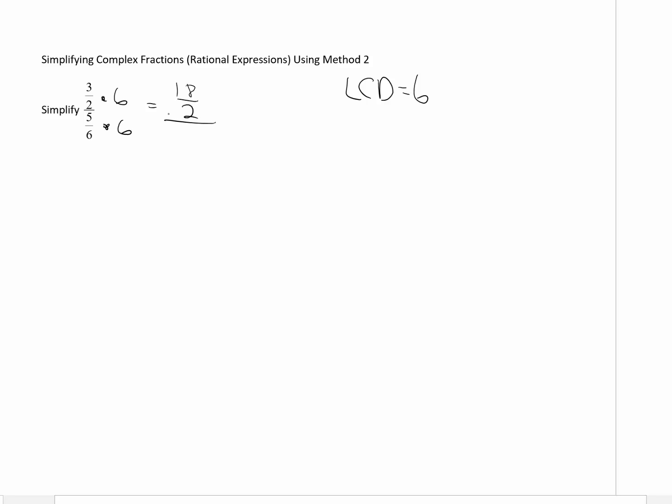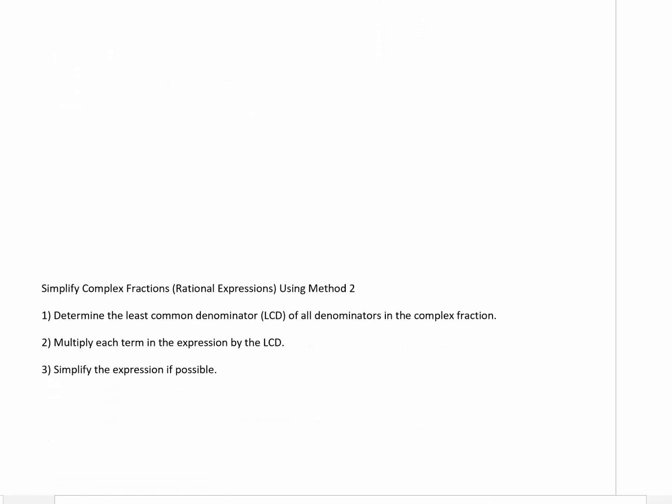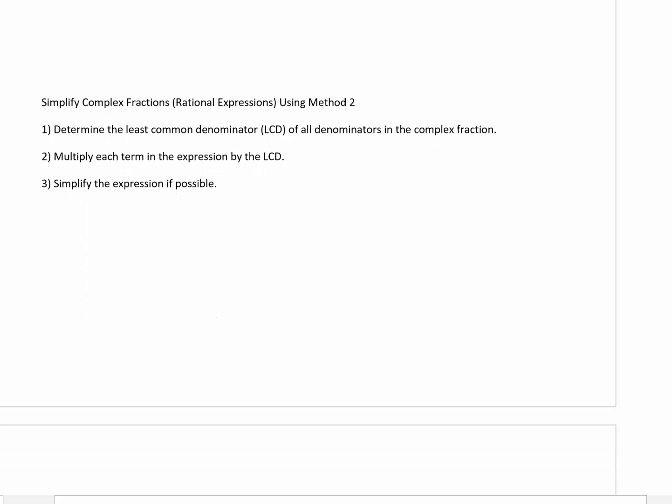Well, that simplifies to 18 over 2 and 30 over 6, which is 9 and 5, because 18 divided by 2 is 9, and 30 divided by 6 is 5. That is exactly the same answer we got from the previous video, but it shows a different method on how to simplify complex fractions.